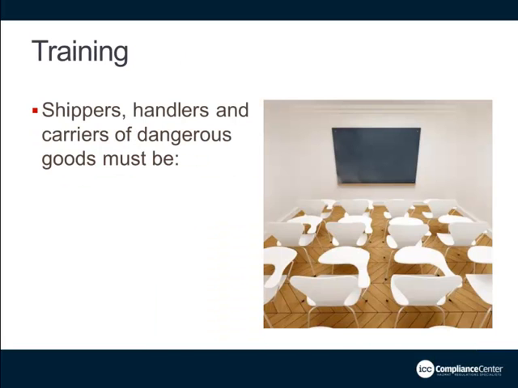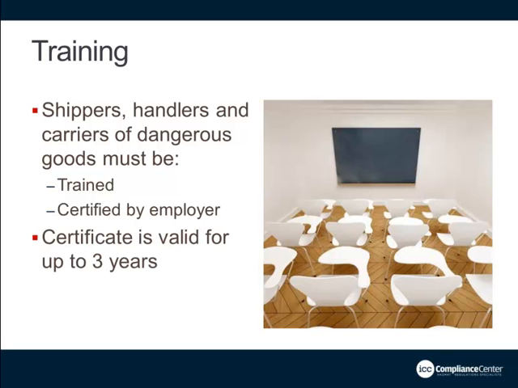Shippers, handlers, and carriers of dangerous goods must be trained in all aspects of their job that relates to the transportation of dangerous goods, and certified by their employer that the training is adequate. After completing this course, you will be able to print a certificate. However, it must be signed by your employer to verify that you know enough to do the job you have been assigned. This certificate will be valid until your job changes or until 3 years have passed, whichever comes first.